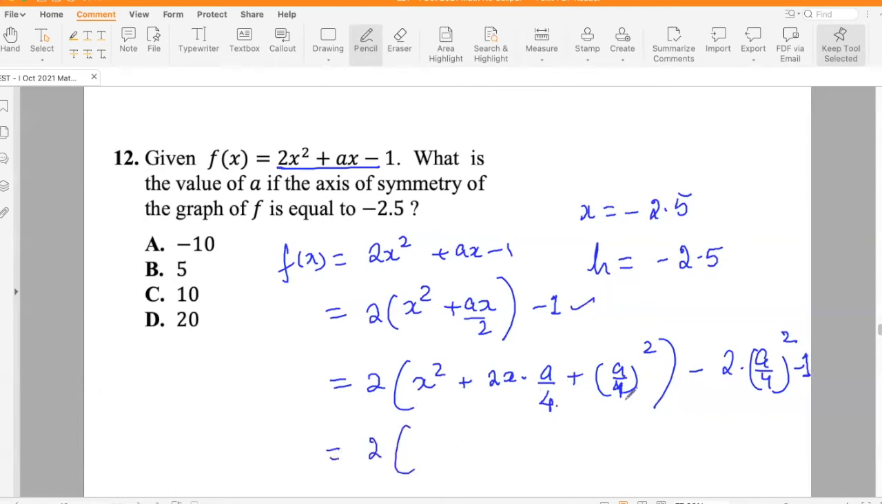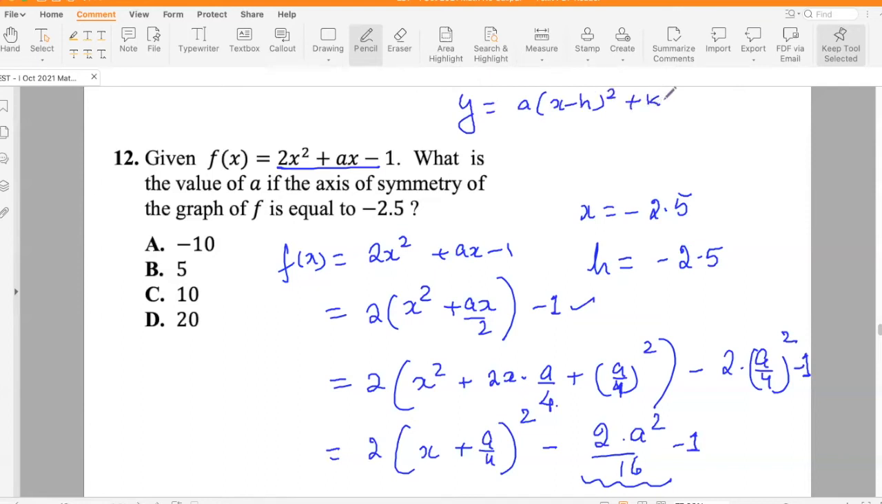So this expression inside the bracket becomes x plus a by 4, the whole squared. And this expression, I can just leave it like that, 2 times a squared by 16 minus 1, because this would be the y coordinate of the vertex. Remember that the vertex form is a times x minus h whole square plus k, right? So now my x coordinate of the vertex, I can see from there is minus a by 4. And I know that that is minus 2.5. So minus a by 4 is minus 2.5. So a would be 10. So the value of a is 10.